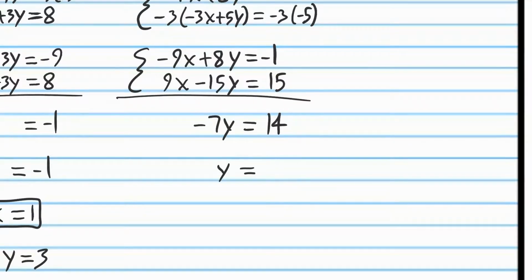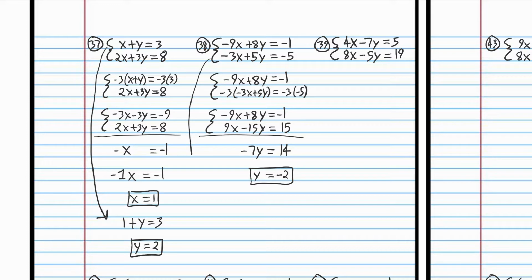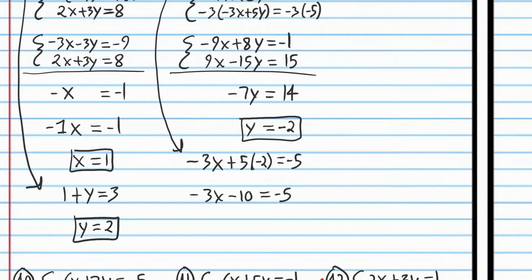Divide both sides by negative 7 and you got negative 2. So if you got negative 2, good job. I'm going to plug that negative 2 into the bottom equation, and simplify. Add 10 to both sides, divide both sides by 3. And you have negative 5/3. So, if you got those answers, good job.